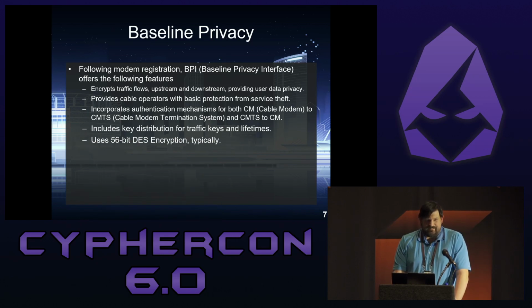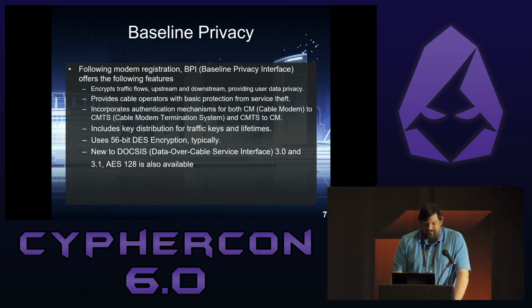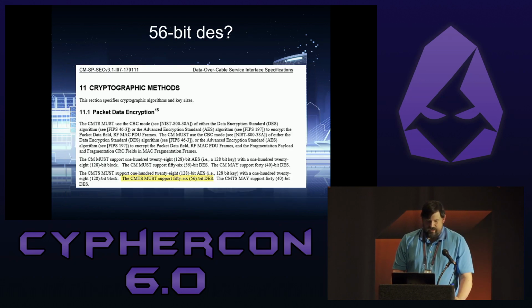It uses 56-bit DES. New to DOCSIS 3.0 and 3.1, 128-bit AES is available. And according to the RFC, 56-bit DES must be supported. So most ISPs will use 56-bit DES because why bother? They don't care.